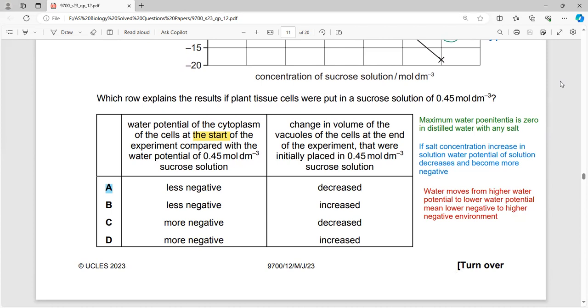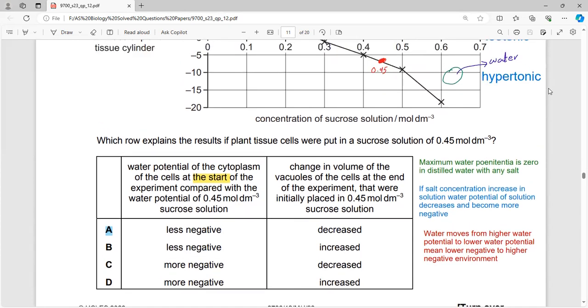So, the water potential of the cytoplasm of the cell at the start of the experiment. In this type of question, always focus on what the examiner is asking, at the end or at the start. So at the start of the experiment, that's compared with the water potential of 0.45 mole per dm cube of sucrose. So the cell's internal environment at this point has less negative water potential. Less negative means inside there is more water and less solute as compared to the outside. Outside is more solute. So that's why the water is moving from inside to outside.